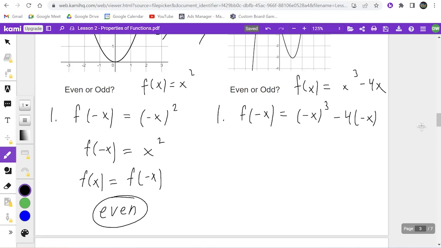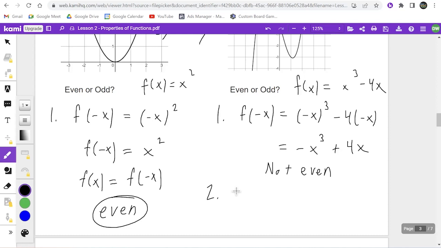Now here's the most important part. Remember, if you have an odd power, like x cubed, x to the 5th, x to the 7th, and you cube it, 5th it, 7th it, it's going to keep the negative. I repeat, it's going to keep the negative. That means we do have negative x cubed here. And of course, if you have an even number, 2, 4, 6, 8, that's going to get rid of the negative sign, like we saw on the left. Okay, negative 4 times negative x, that will be plus 4x now. And as you can obviously see, these two things are not equal to each other, which means it's not even. It's not an even function. That's fine. It just means we go to step two.